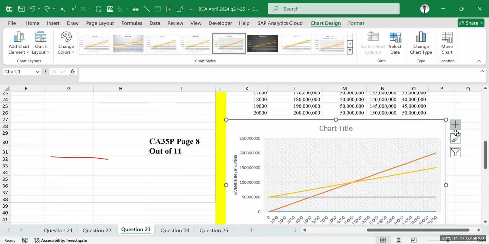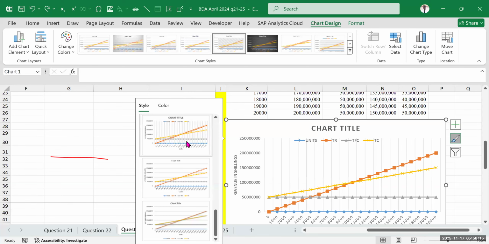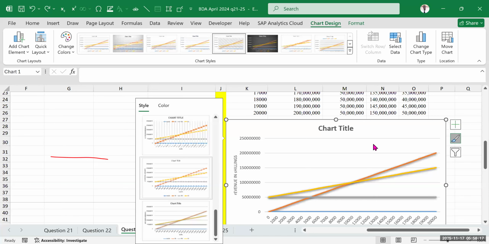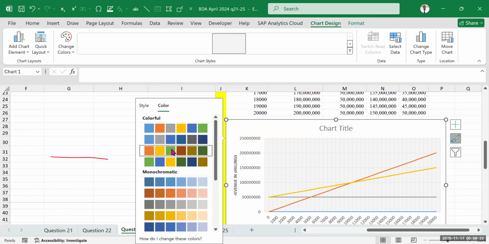You could always use this paintbrush for the chart styles, simply if you want to work with the colors. If the color that is displaying is not appealing to you, you could come here and change. You can see the charts will come with different colors. So you could either use that tab to change that and even go to colors and choose the colors which you want.